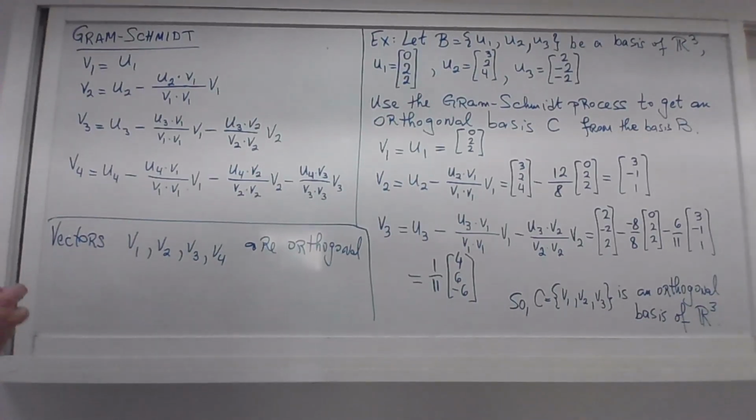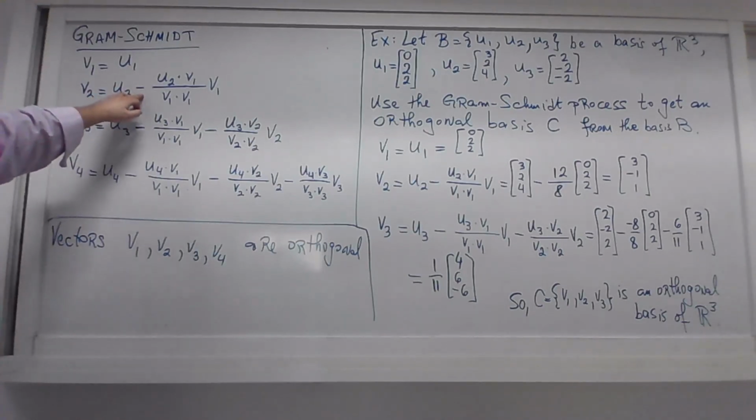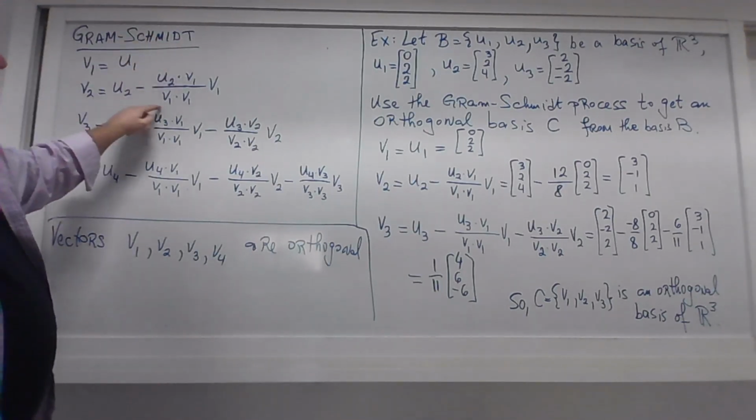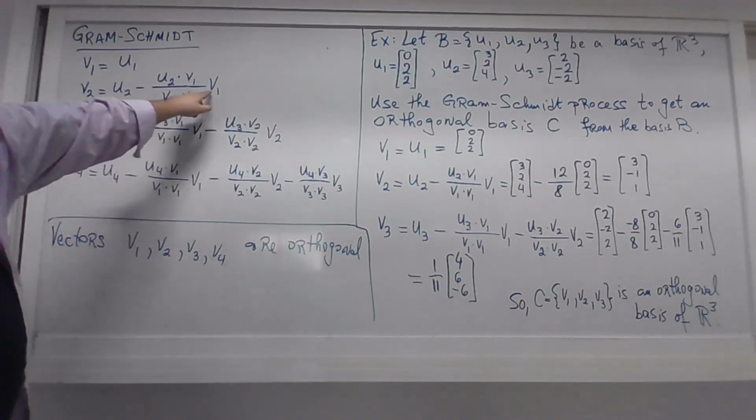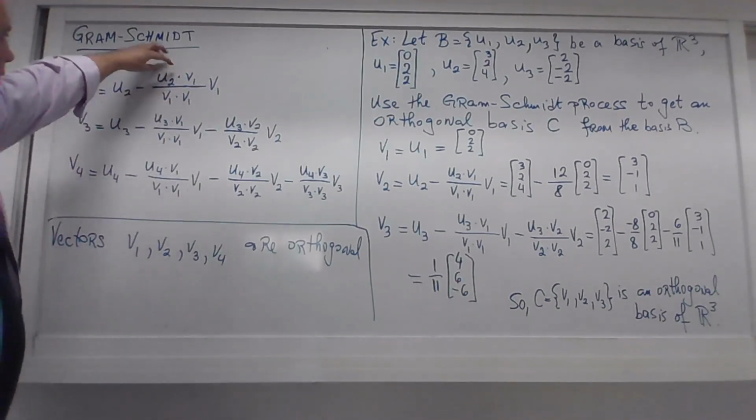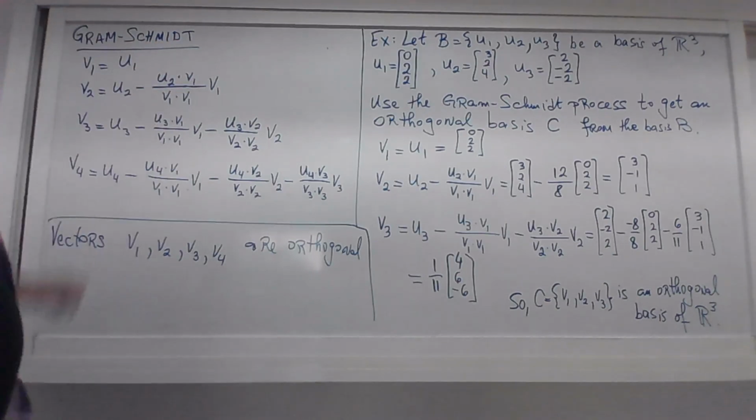Let's see an example. This is a reminder of the Gram-Schmidt process itself. We have a basis u1, u2, u3, u4. How do we get an orthogonal basis using Gram-Schmidt? Well, vectors v1, v2, v3, v4 will be orthogonal if we use this procedure. So v1 is u1, and then v2 is u2 minus u2 dot v1 divided by v1 dot v1 times v1. This is one number up, one number down, times a vector.